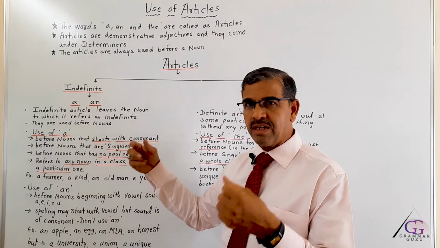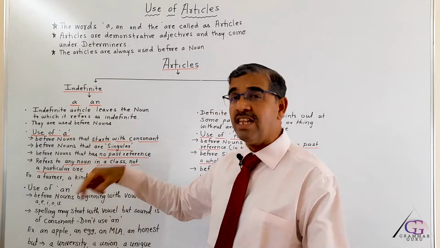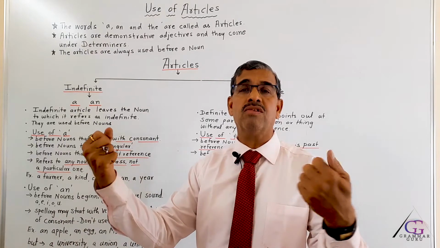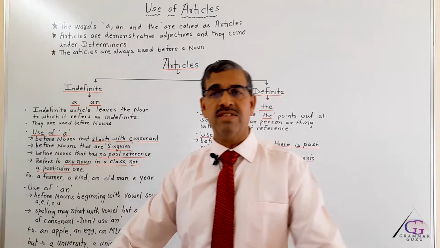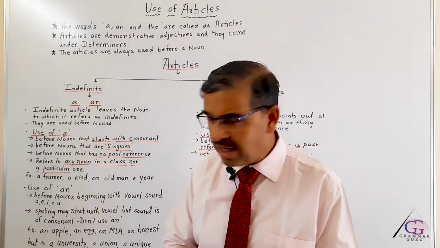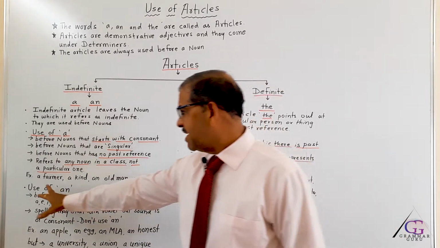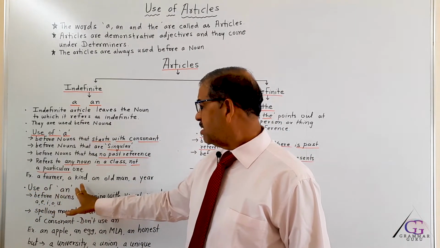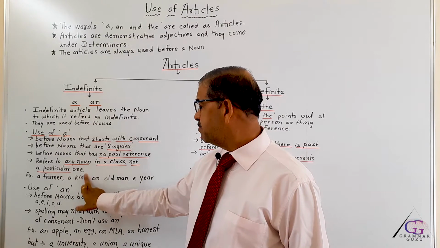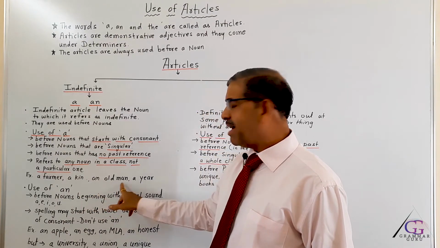They refer not to a class, but to any noun. Whenever we want to talk about any noun and no reference is clear, then we have to use article a. Examples I have given: a farmer, a king, an old man, a year.